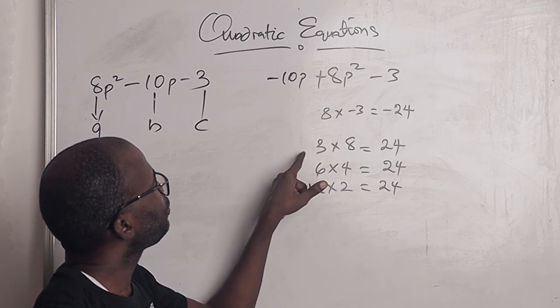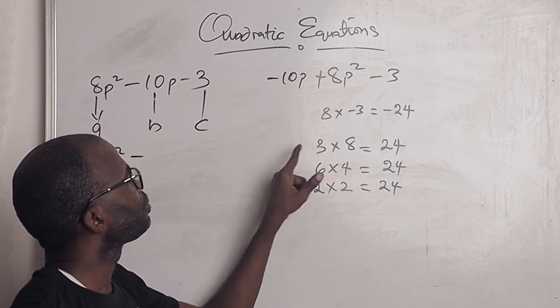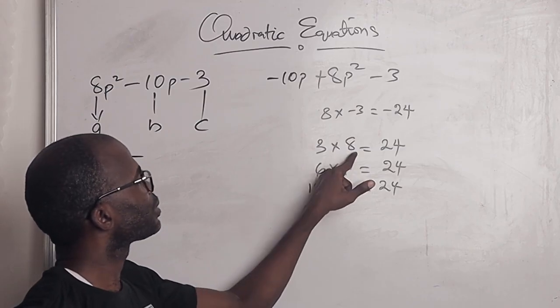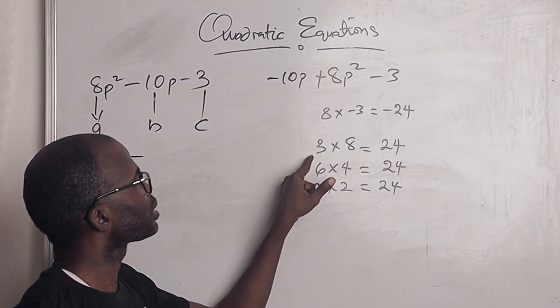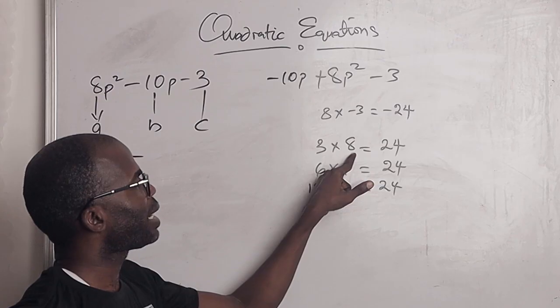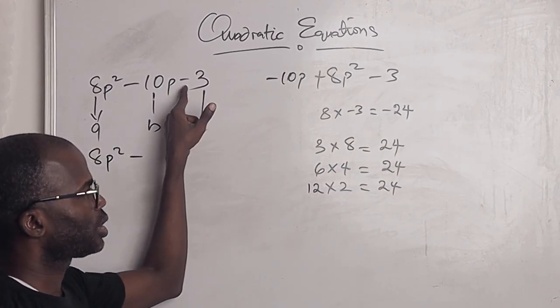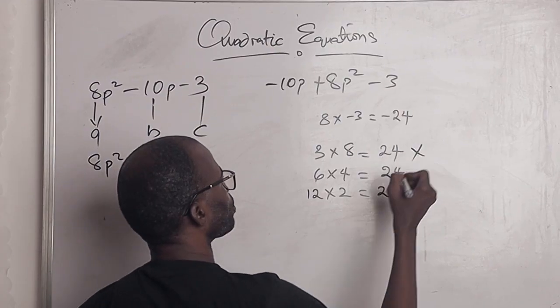3 times 8, if they are both positive, plus 3 plus 8, times 8 plus 3 multiplied by plus 8, that will give you a positive figure. And what you have here is not a positive figure, so this is out.